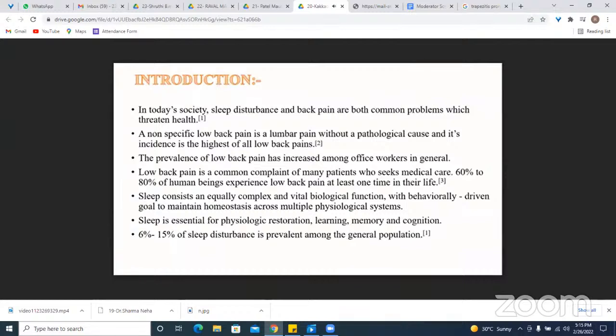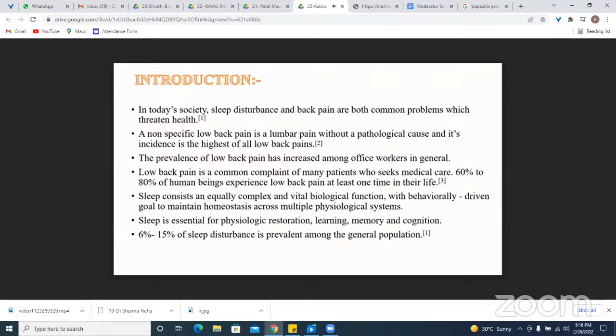Introduction. In today's society, sleep disturbance and low back pain are both common problems which threaten health. Non-specific low back pain is a lumbar pain without a pathological cause, and its incidence is highest among the low back pains. The prevalence of low back pain has increased among office workers in general. Low back pain is a common complaint of many patients who seek medical care. 60 to 80% of human beings experience low back pain at least one time in their life.